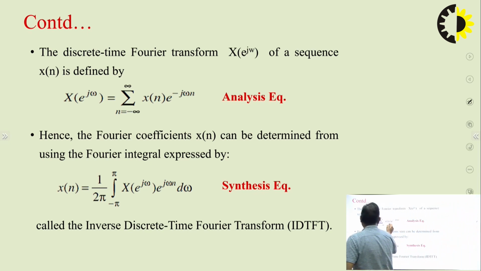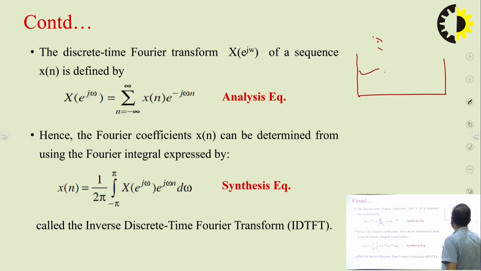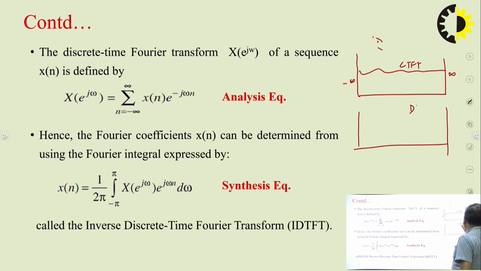Because the sequence is discrete, we take the summation from n equals minus infinity to infinity of x(n) into e to the power minus j omega n. The major difference between CTFT and DTFT is that in case of CTFT, the spectrum that you get goes from minus infinity to infinity. This is for CTFT: there is no periodicity and it is aperiodic. But if you draw the spectrum for DTFT, there will be a periodicity in the spectrum like this.